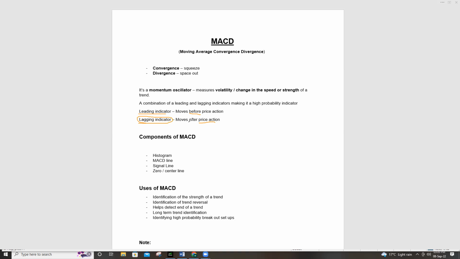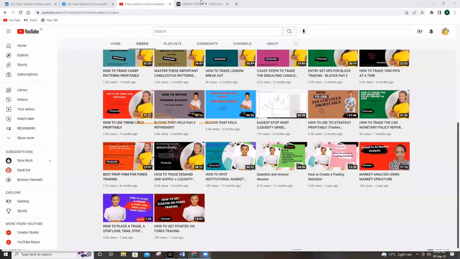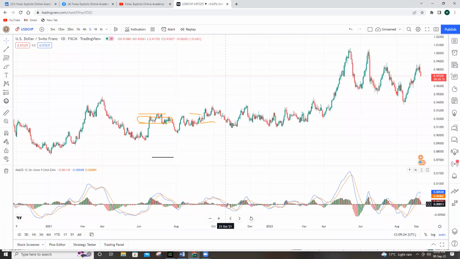Very important. Now, what are the components of MACD? What does it comprise of? It has 4 components. One, we have the histogram. If you're familiar with MACD, this is how it looks like.